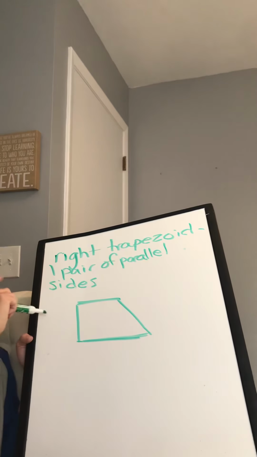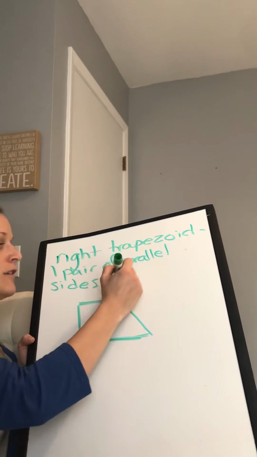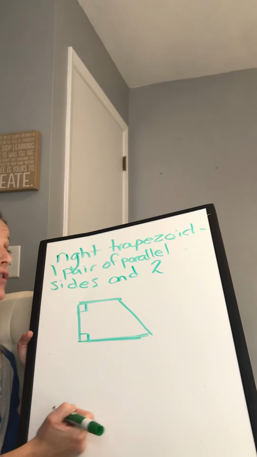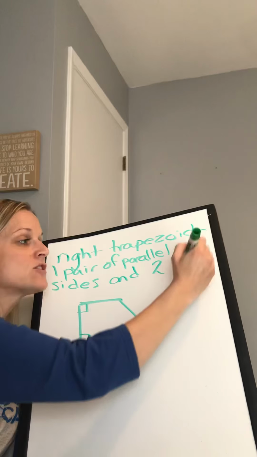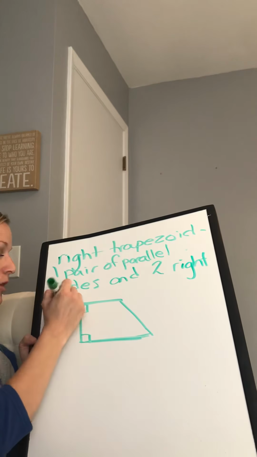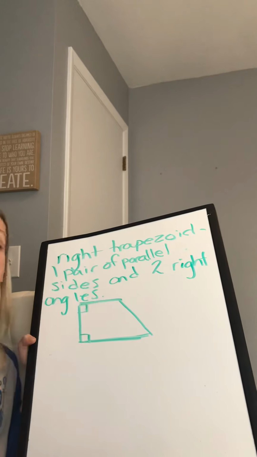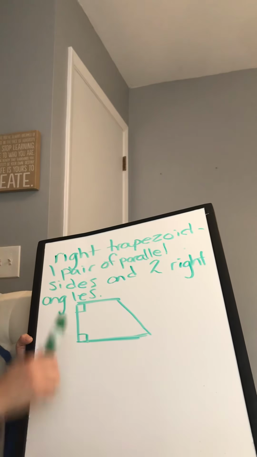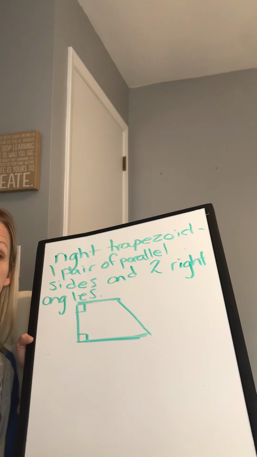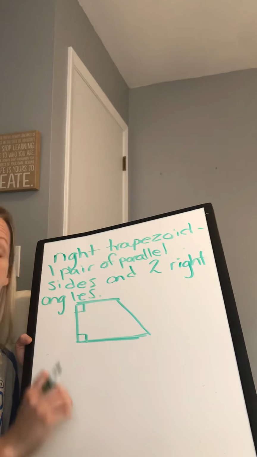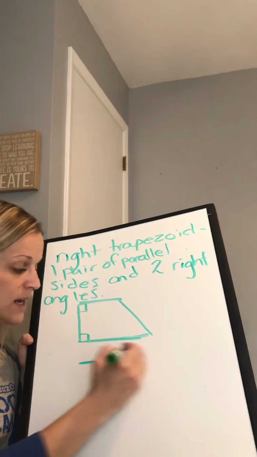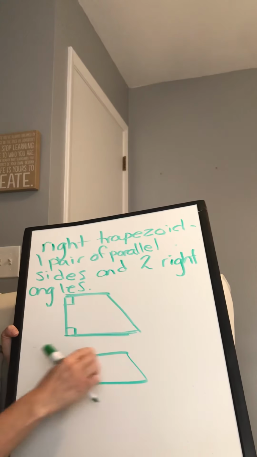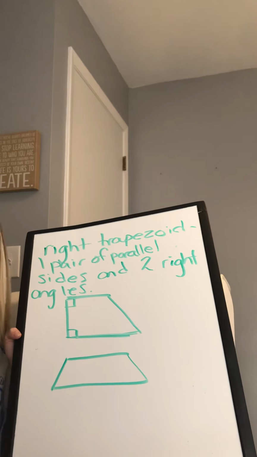Now in a right trapezoid though, we also have 2 right angles. So if you're asked a question about a quadrilateral that has 1 pair of parallel sides and a right angle, you can say a right trapezoid. If you said trapezoid, that would be incorrect because remember, a regular trapezoid looks like this. It does not have a right angle. Okay?